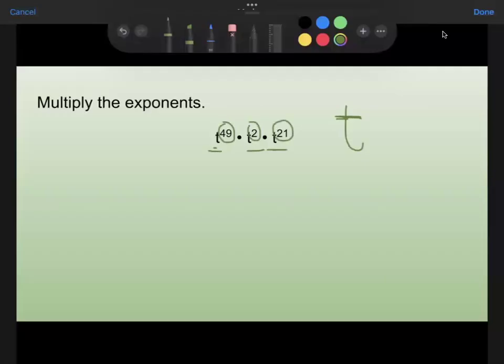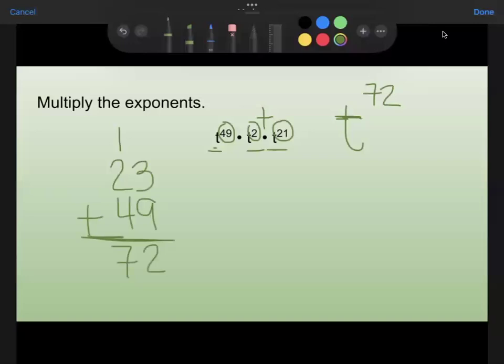So I know that 21 plus 2 is 23. So I'm going to put that over here. But I need to add that to the 49. Let's go ahead and do that. So 3 plus 9 is 12. And then 1 plus 2 plus 4 is 7. So this would be t to the 72nd power.